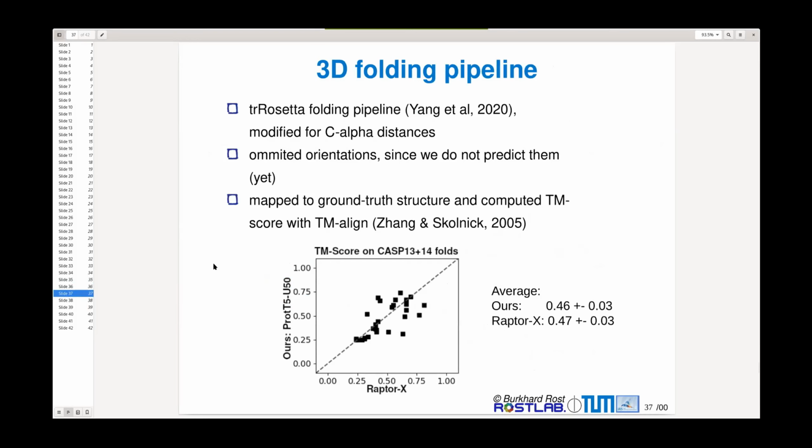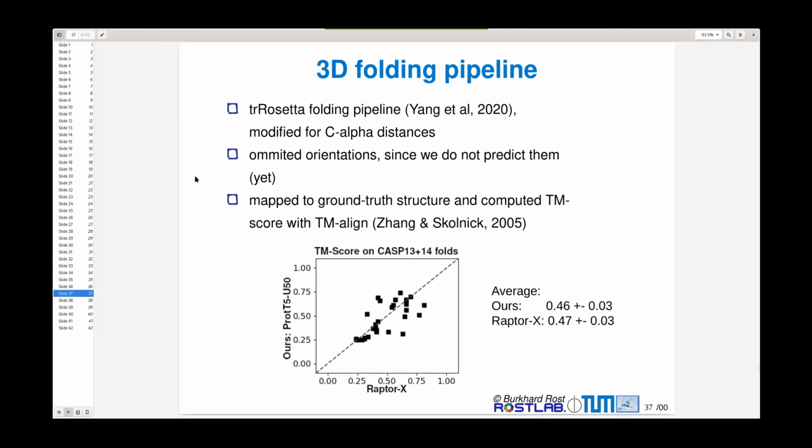Now, the big novelty, we have had this for, I think, 2 months now at this point. So far, I had only been predicting contacts and distances. But now with the good results we had, we wanted to go for the full 3D structures. And for this, I used the trRosetta folding pipeline. This is an existing folding pipeline building on top of PyRosetta, which is a Python interface for Rosetta. So it's kind of a stack of abstraction layers already. I had to modify it slightly because it was meant to be used for C beta distances and also included torsion angles and orientations.